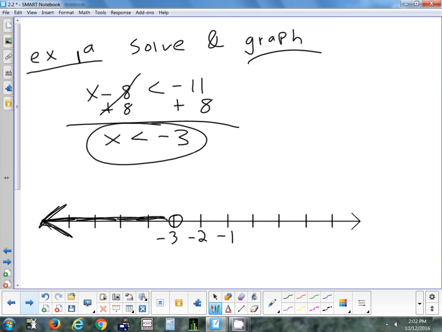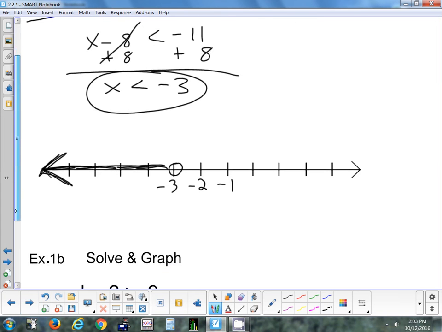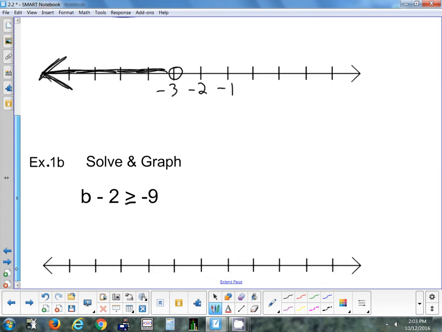Okay. And that's it. That's how you solve it and graph it. Okay, questions on that one? All right, so why don't you guys take a second, on your own, and try to solve 1B.